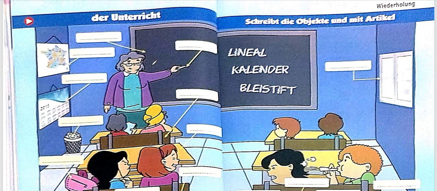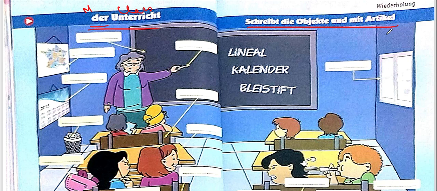So, what do we see on the screen? It is written der Unterricht. Der Unterricht means the class. The article is there. That means it is masculine. Keep in mind. Here we have to write the object with article. Schreibt die Objekte und mit Article. Write the object with article.